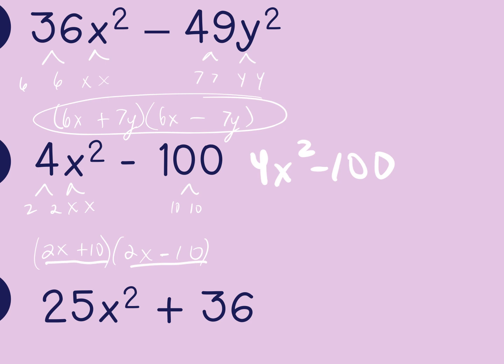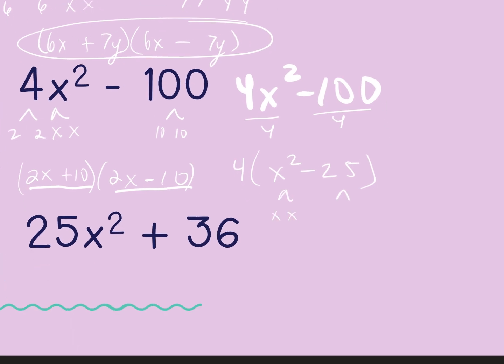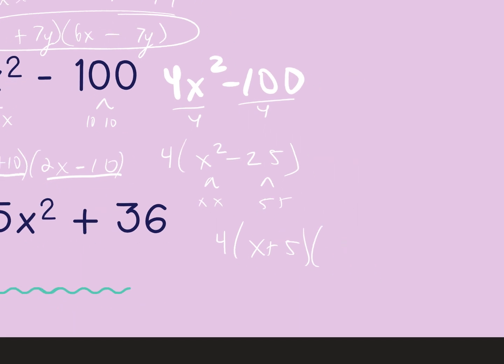What do these two have in common? Well, do you guys agree with me that they both could be divided by 4? Yeah? Absolutely. Take out that 4, then you're left with x squared minus 25. Is this the difference of perfect squares? Yes, it is. You have a minus sign. You have x and x, 5 and 5. So this becomes 4 times x plus 5 and x minus 5.